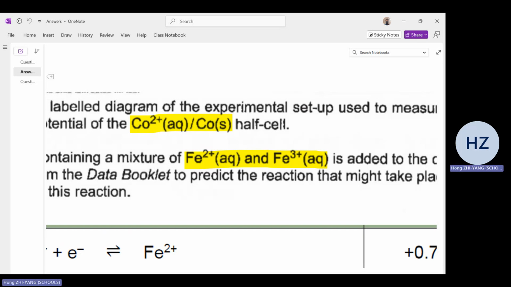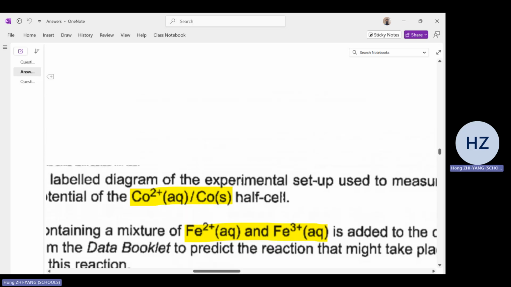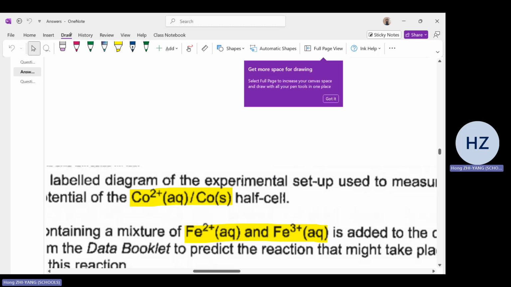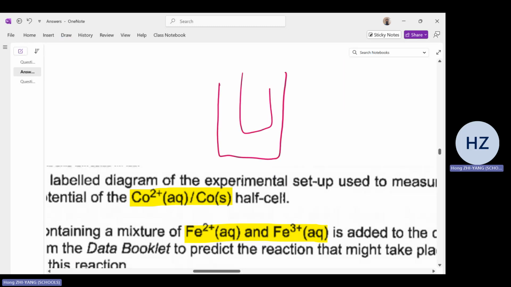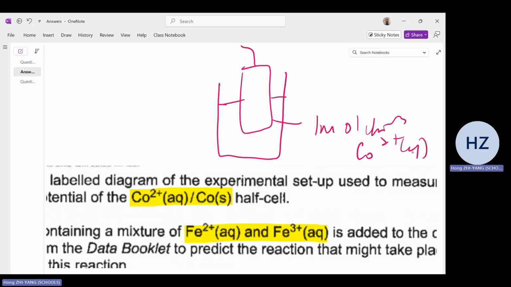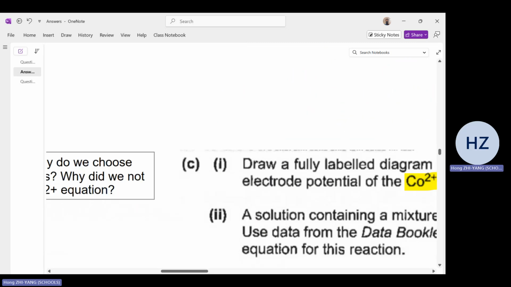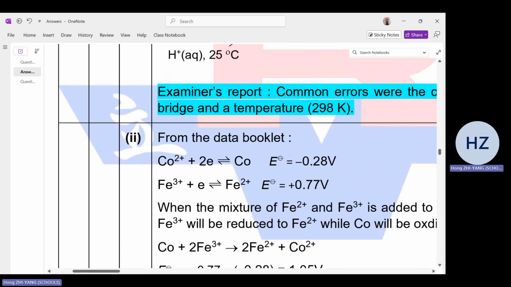Do you know how to draw this half cell? A cobalt 2 plus with cobalt metal half cell. I can finish this half cell drawing in 10 seconds. Want to try? Ready? 1, 2, 3. One more palladium cube, cobalt 2 plus, 25 degrees Celsius, cobalt metal, done. There's no H plus, because if you know the half equation, there's no H plus here.